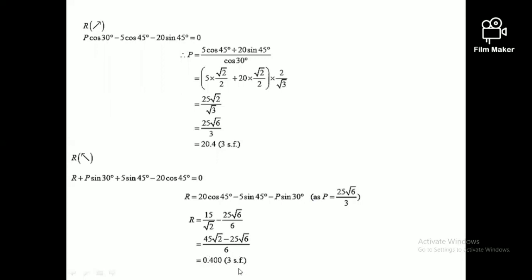Correct to three significant figures. Don't worry about this calculation. So you have a calculator, put this 20 cos 45, 5 sin 45, and the P value we already know, 20.4, or you can put this one. If you substitute this one, you get a better answer, sin 30. And you can obtain the final answer as shown over here.